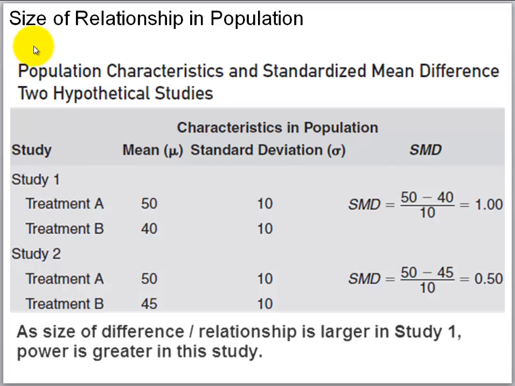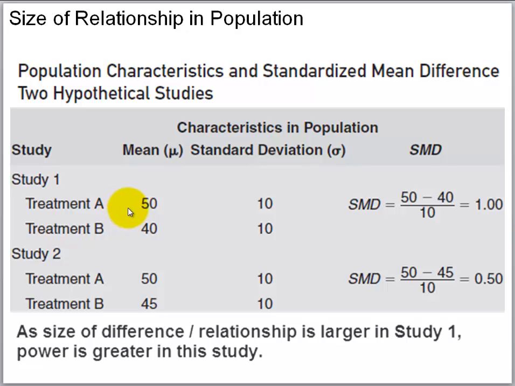So let's take a look at an example. What we're saying here is that a researcher is carrying out the same study, but in two different hypothetical populations. So we've got study 1 and we've got study 2, and the researcher is going to be comparing the effects of treatment A and treatment B. And he's going to do that in study 1 and study 2. And so study 1 is carried out in one population.